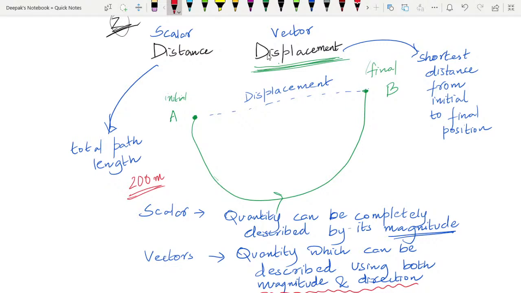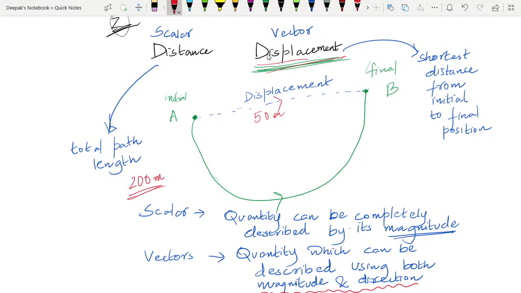But when somebody asks you about displacement, in that case you have to specify the direction also, right? Along with the distance, maybe let us say this distance is 50 meters, but along with this 50 meters you have to tell them the direction also. Is it clear? That's what a vector is, that's what a scalar is.